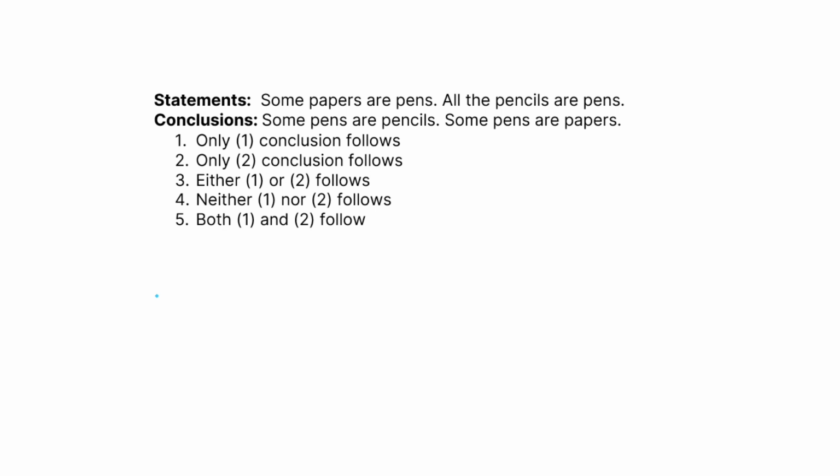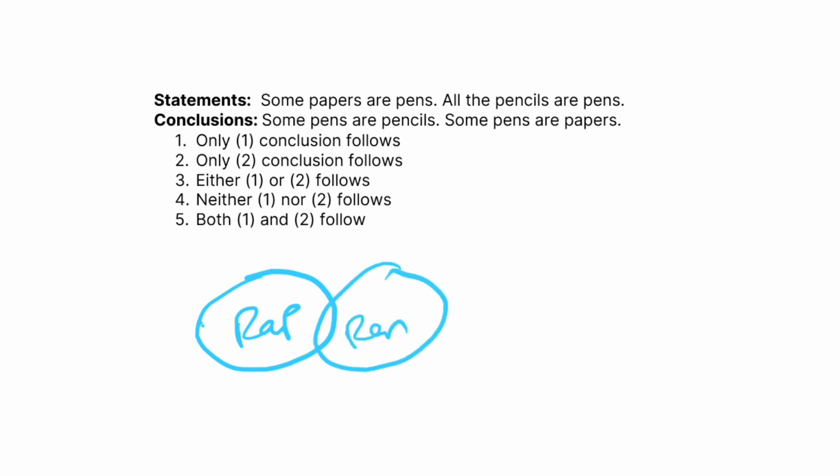So they are saying some papers are pens, all pencils are pens. Okay, so let's draw this. Some papers are pens, all the pencils are pens. Let's see the conclusions. Some pens are pencils, correct. Some pens are papers, correct. So both follow. Okay, so easy.